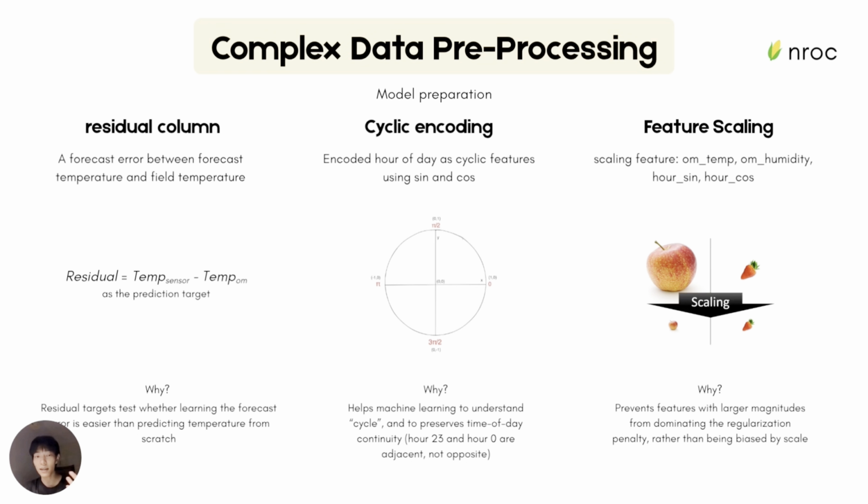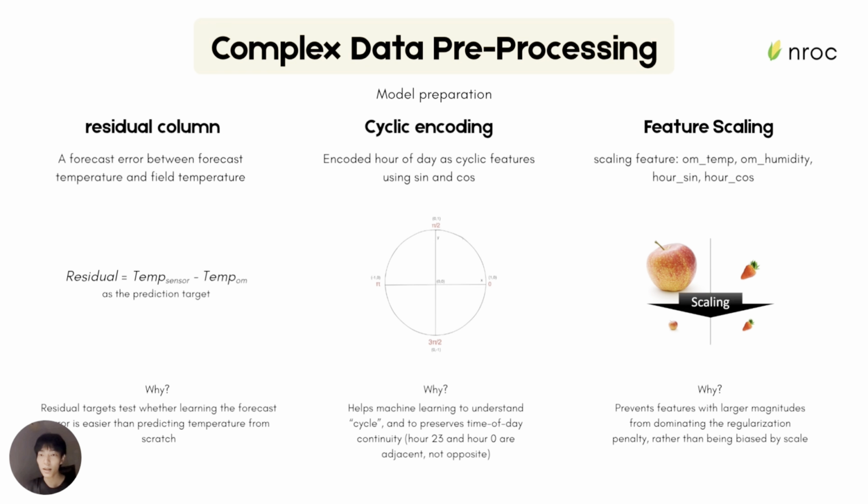Next is cyclic encoding. We encode hour of day as a cyclic feature using sine and cosine, and it can help machine learning to understand the cycle, and it preserves time of the day continuity. For example, hour 23 and hour 0 are adjacent, not opposite at all.